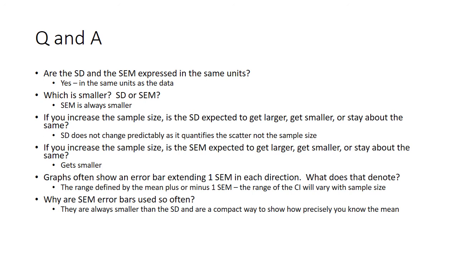They're always smaller than SD, and in some ways, they're a more compact way to show just how precisely you know the mean as compared to the population average. So that's why sometimes they'll use that a little bit more commonly.